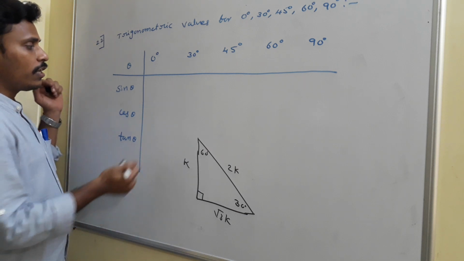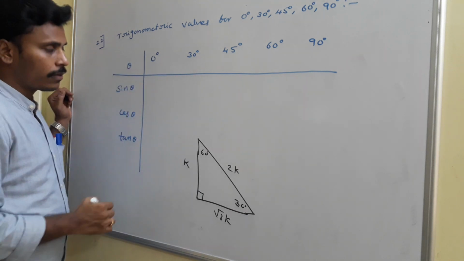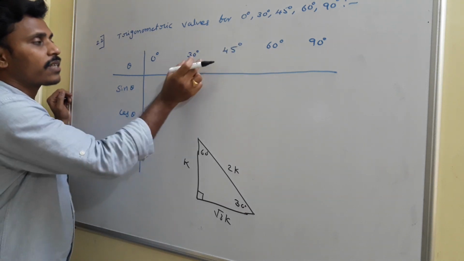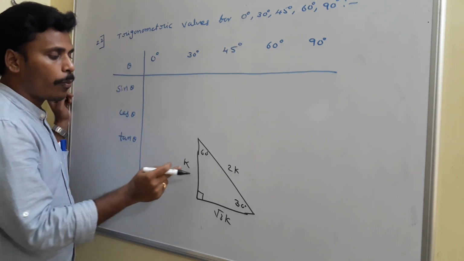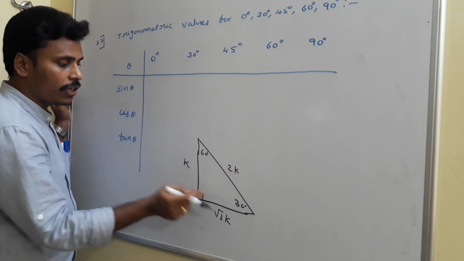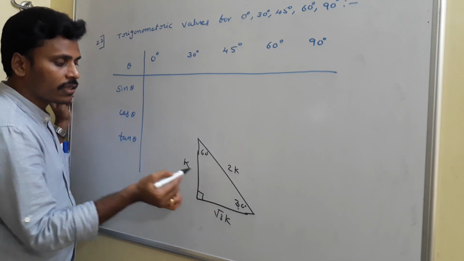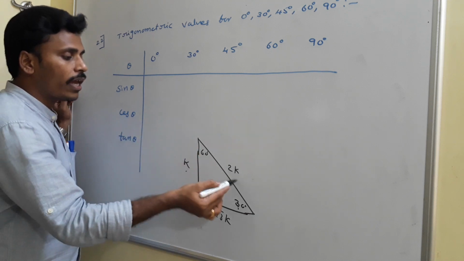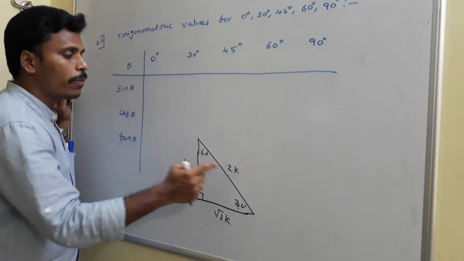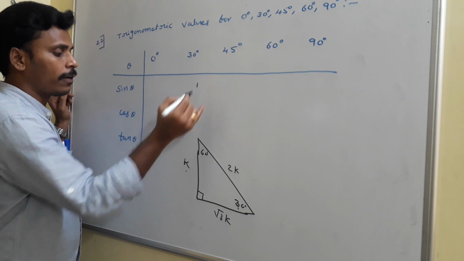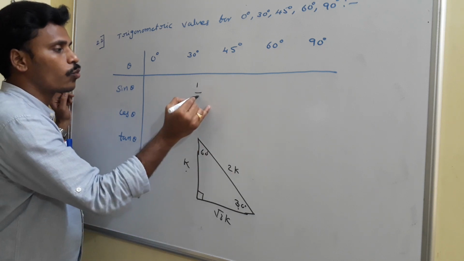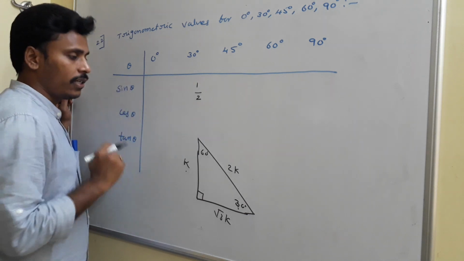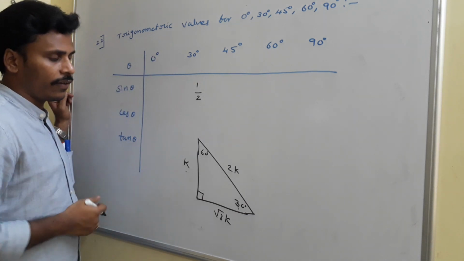And now see what you say about sine 30 degrees. First of all, I am going to fill in these 30 degrees and 60 degrees parts. Sine 30 degrees is nothing but opposite side by hypotenuse. For the angle 30 degrees, this k is the opposite, and for this right angle triangle, 2k is the hypotenuse. So opposite by hypotenuse is k by 2k, which is 1 by 2. And what about 45 degrees? That's the second part, I will discuss it later.